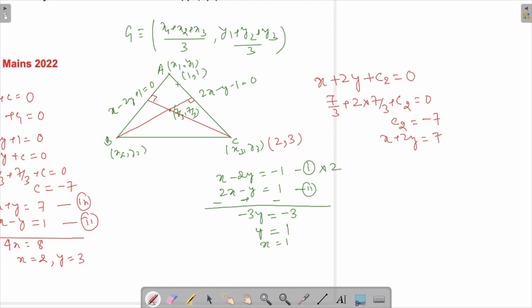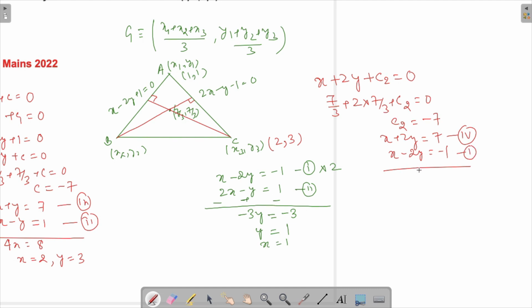This line has to intersect with x minus 2y plus 1. So I'm saying that this line has to come and then intersect with this line, right? If I have to find out b, then I'll have to say this is x minus 2y equals to minus 1. That is what is my first equation. This is what is my fourth equation.